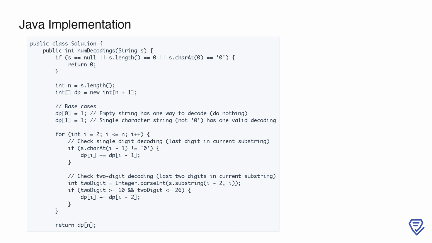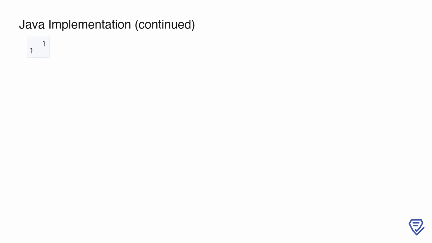Second, we look at the last two characters as a pair. If this two-digit number is between 10 and 26, it forms a valid decoding, so we add dp[i-2] to dp[i]. This accounts for the additional ways to decode the substring by treating the last two digits as a single unit. Finally, the method returns dp[n], which contains the total number of ways to decode the entire string.